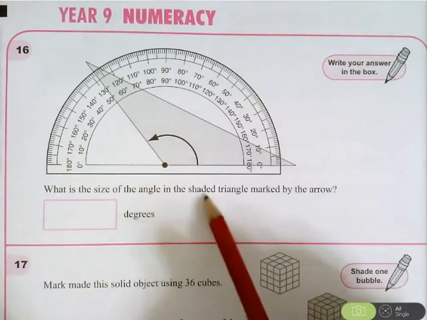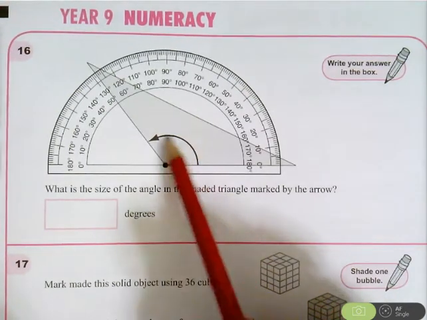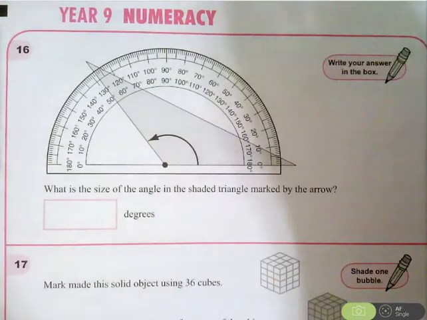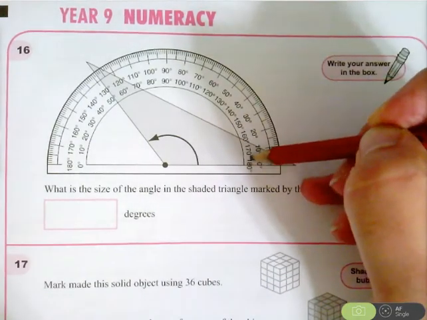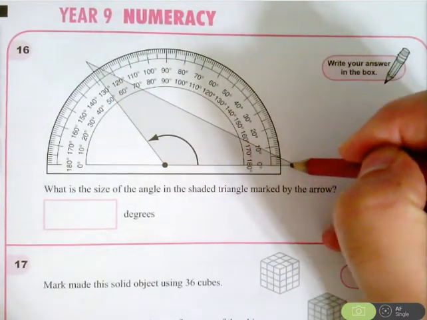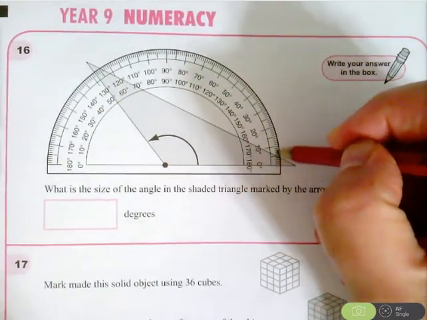Question 16. What is the size of the angle in the shaded triangle? So this angle here. Now notice it's an obtuse angle, so we need an angle that is bigger than 90 and smaller than 180. Now notice this scale on the inside starts at 180 and goes down, so we don't use that scale. We need to use this outside scale that starts at 0.